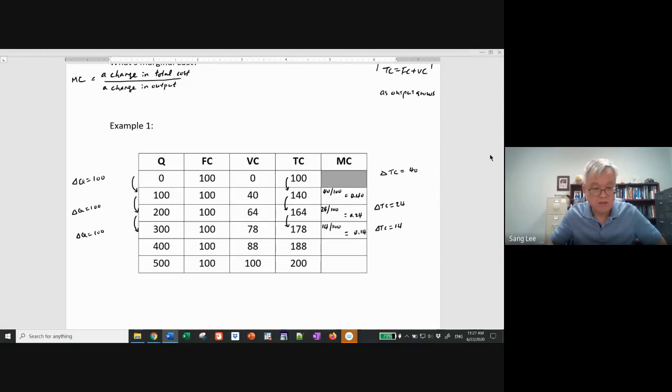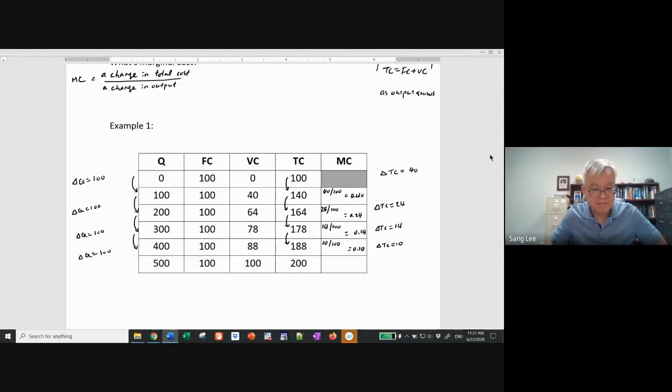And then now, if you produce a total of 400 units, what's the change in quantity? Well, previously you produced 300 units. Now you produce 400 units. Change in quantity is 100. And the change in total cost is only 10 here. So change in total cost divided by change in quantity gives you a marginal cost of 10 cents.